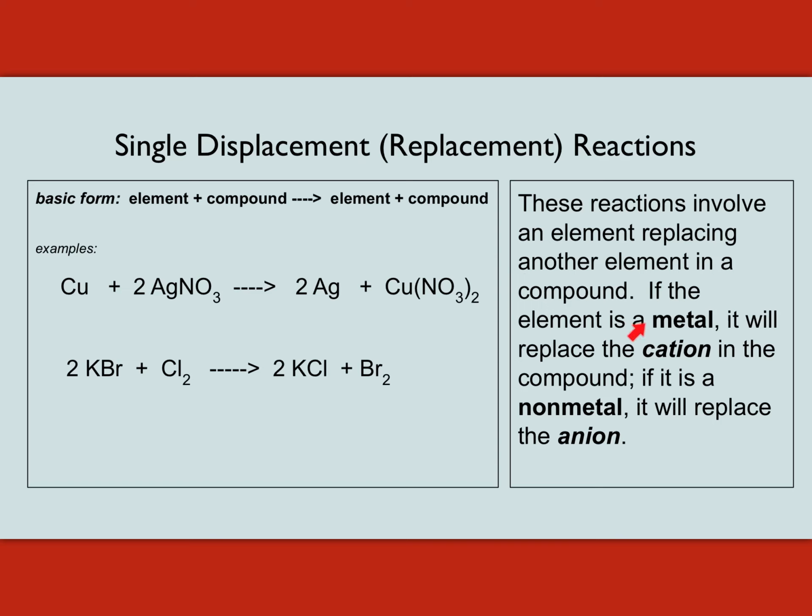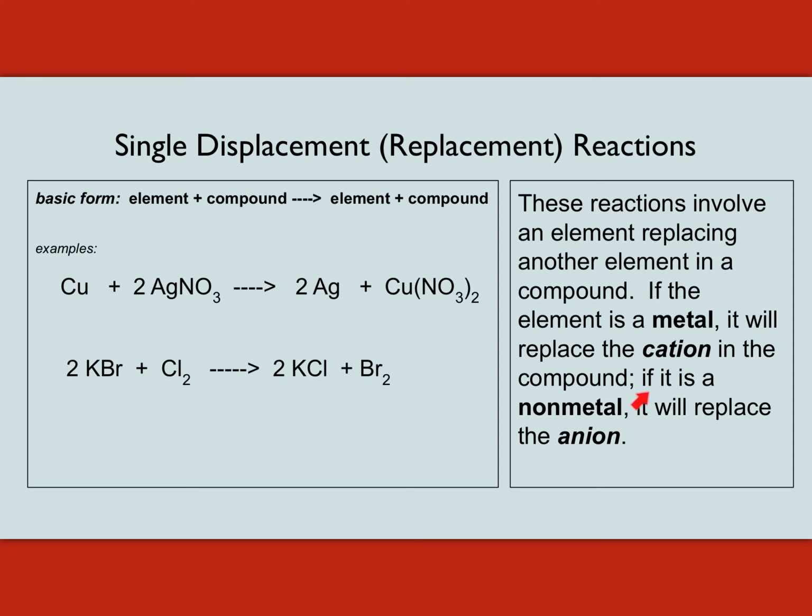If the element is a metal, it's going to replace the cation in the compound. So here you see the basic form of a single displacement or single replacement reaction. There's an element plus a compound in the reactants, and you form a new element and a new compound as products. Here's a metal reacting with silver nitrate, and if this copper is more reactive than silver, it will replace it. Do you see how the two basically switch places? That's an example of a single displacement reaction.